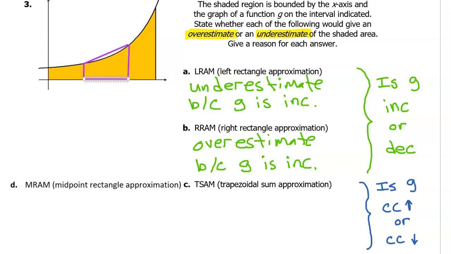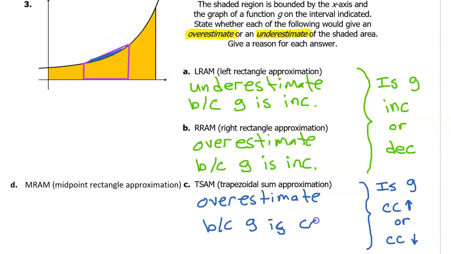So hopefully you can see that this is going to be an overestimate because we are capturing this extra space in here that is not actually underneath the curve. So this will be an overestimate. And for the justification, we will say because g is concave up.